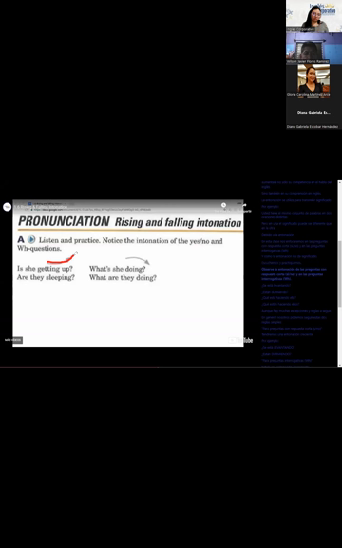Miren, sube o baja la entonación. It goes up or it goes down? Up. ¿En qué parte? Al final de la oración. Is she getting up? Are they sleeping? La última palabra con el question mark. Sube la entonación con este grupo de preguntas.